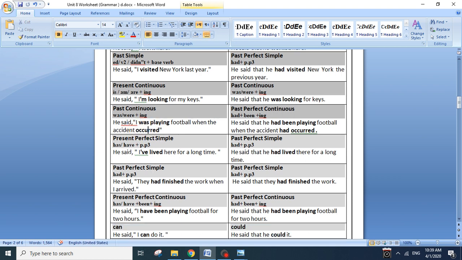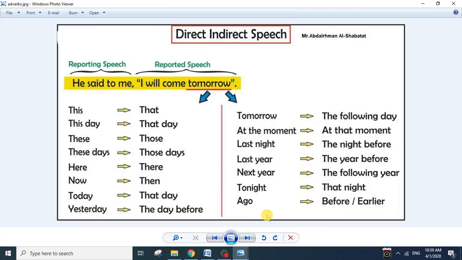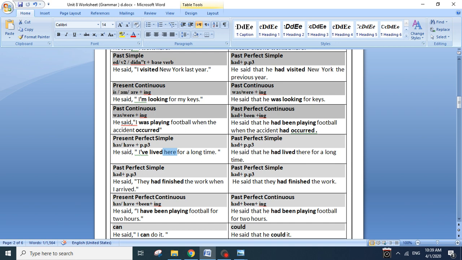Present perfect becomes past perfect. He said that he, change the I pronoun into the third one, which is he. Then change it into had, because we're going to change it into past perfect simple. He had lived. Here, change it into what? We said change here into there. So he said that he had lived there for a long time.